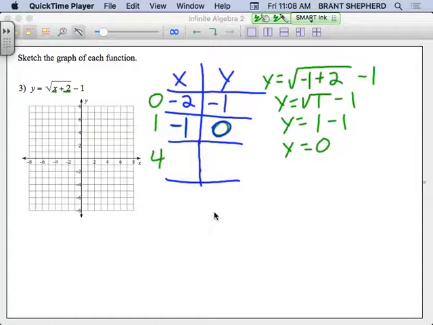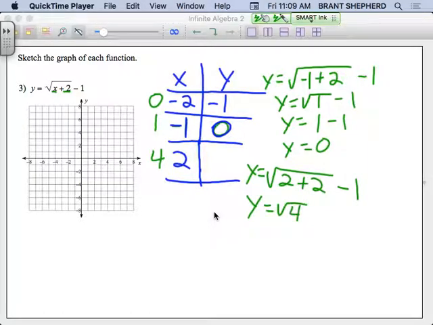So for an x of -1, I have a y of 0. Then I've got to think of what's going to make 4 underneath my radical, because that's my next perfect square. And if I add 2 to 2, that's going to be the square root of 4. Oops, -1, not +1. Square root of 4 is 2. And so my y is 1. So where x is 2, my y is 1.